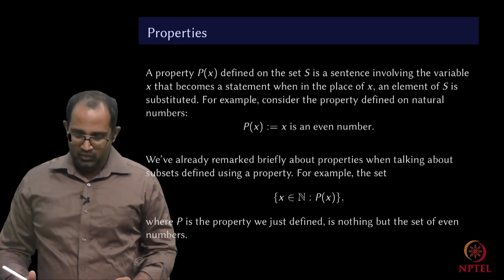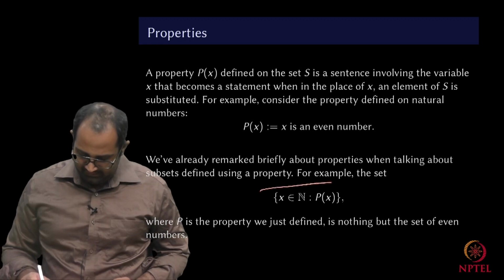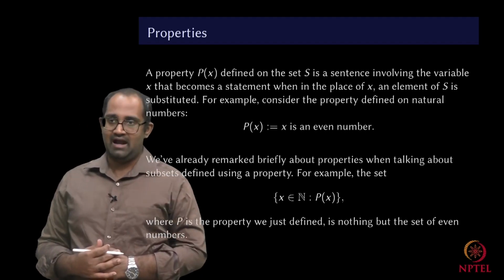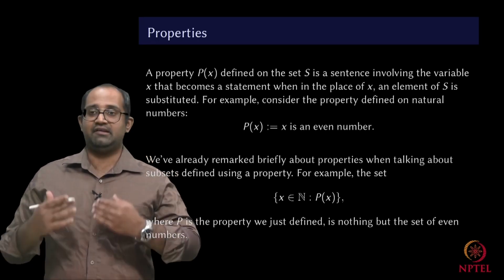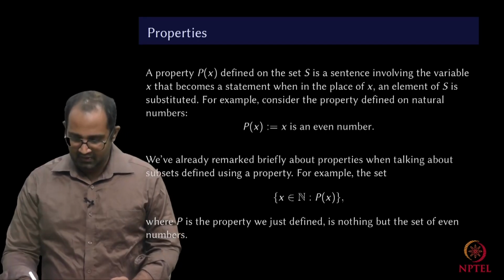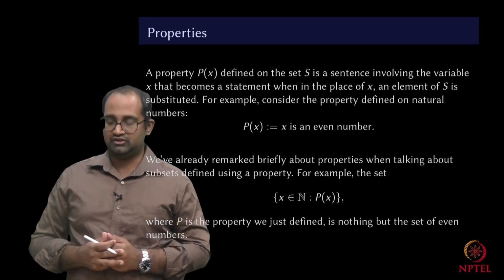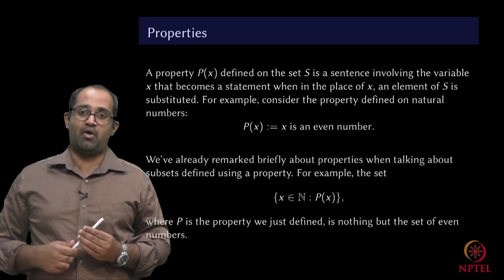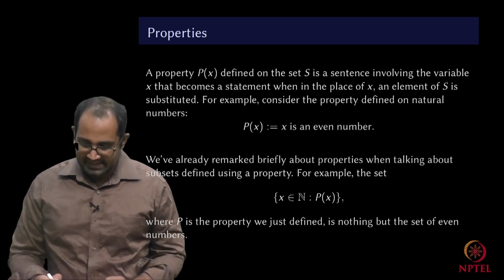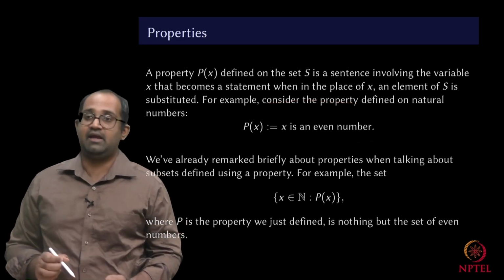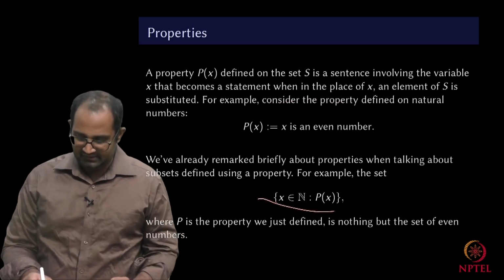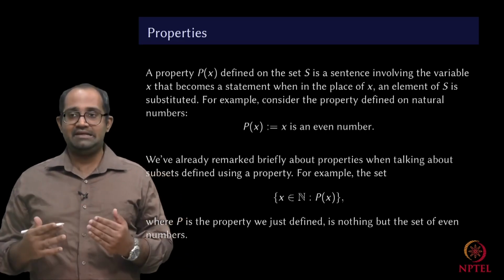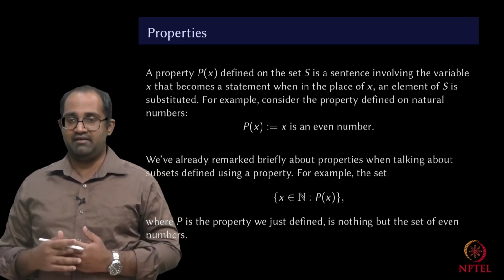In other words, if you look at the collection of all x in the natural numbers such that P of x, what I mean by that is it is the set of all elements x in N for which P of x is true. So, this is a shortcut for saying consider the set of those elements x in N for which the property P holds. So, if you take this concrete property P of x, x is an even number, then this set is nothing but the set of even numbers. Okay? So, using properties we can define subsets of a given set.